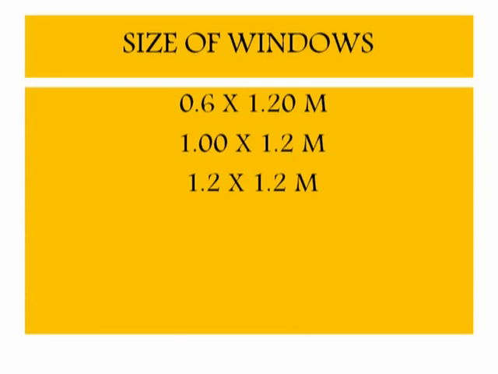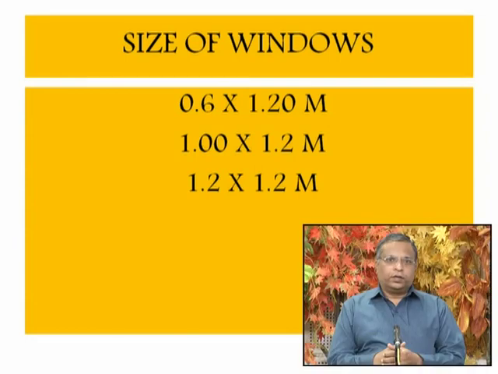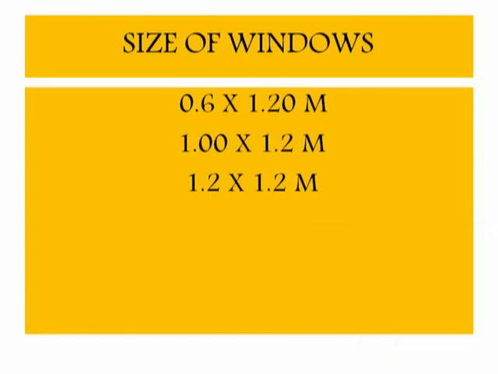Regarding the size of windows, the normal sizes are 0.6 by 1.2 meter, another size is 1 by 1.2 meter, and another size is 1.2 by 1.2 meter. The normal height of the window is kept at 1.2 meter, but the width may vary depending on the size of the room.